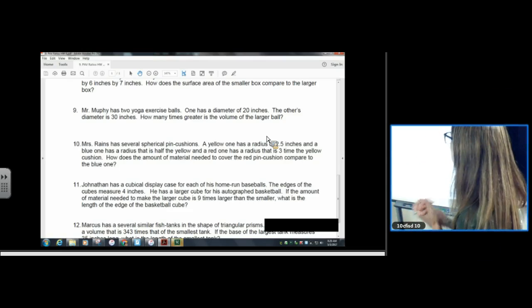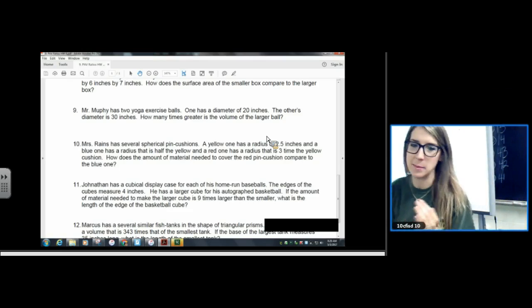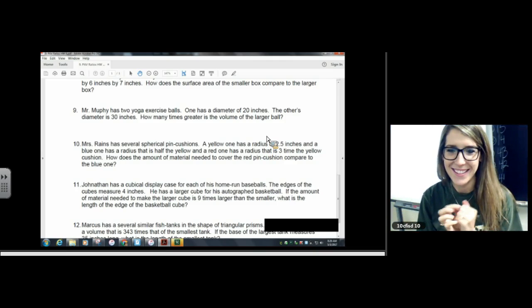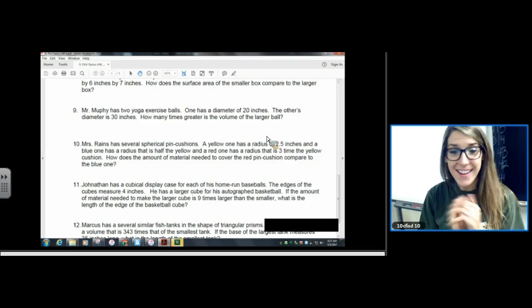Number 9, Mr. Murphy has 2 yoga exercise balls. Who has a yoga exercise ball at home? Anybody? Yeah, there you go. See?